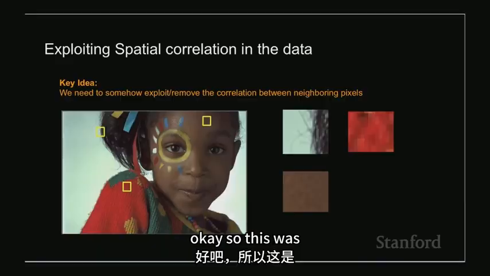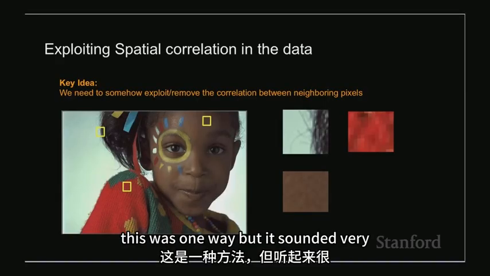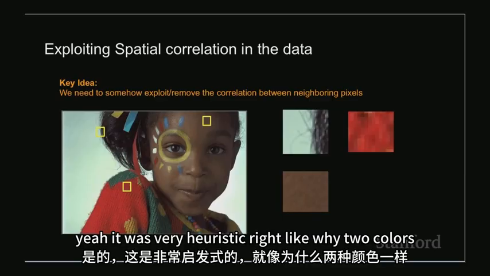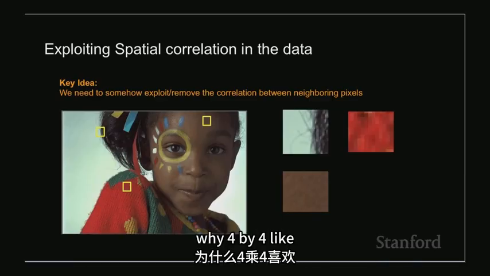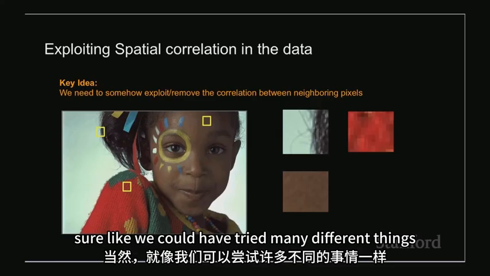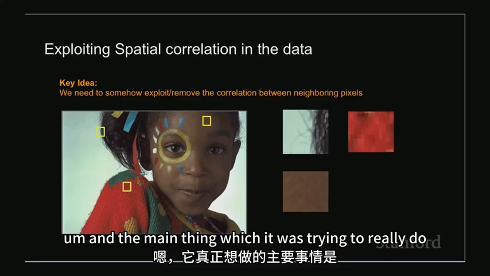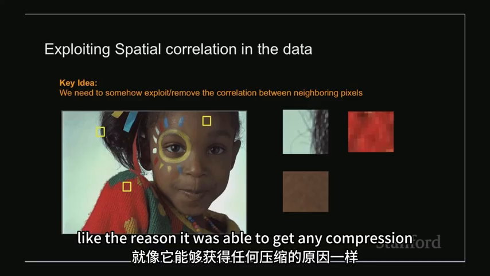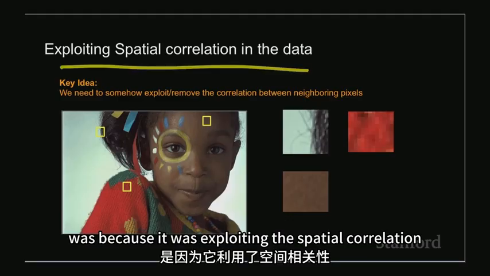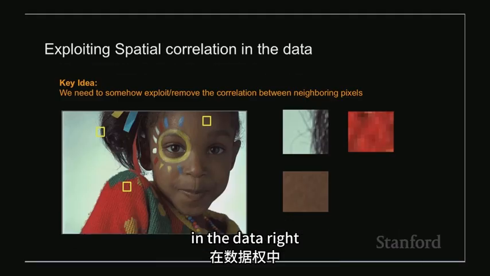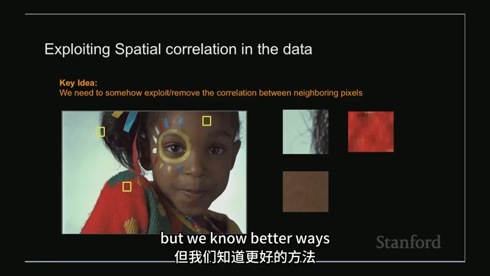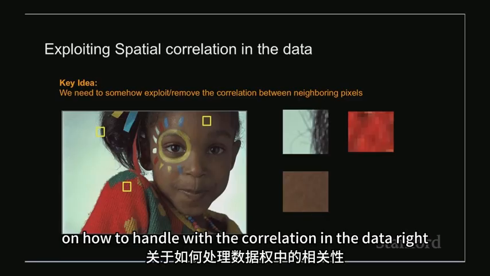Okay, so this was one way, but it was very heuristic, right? Why 2 colors, why 4x4? We could have tried many different things. And the main reason it was able to get any compression was because it was exploiting the spatial correlation in the data, right?